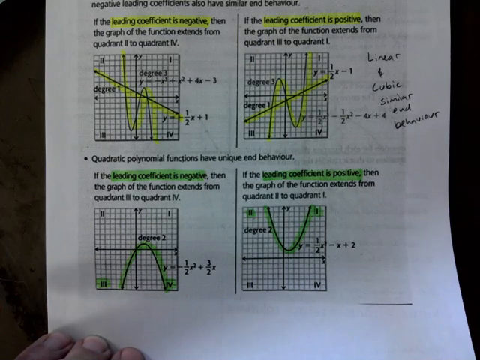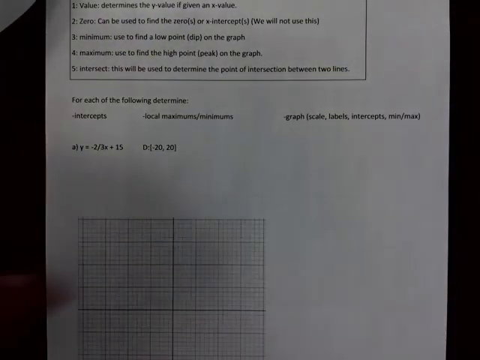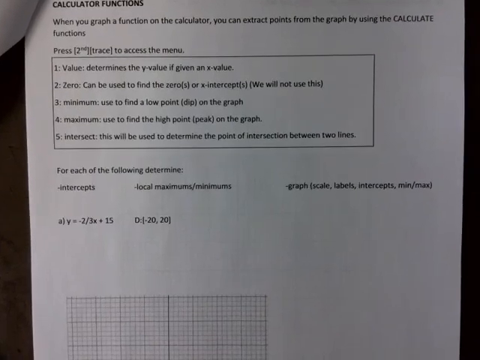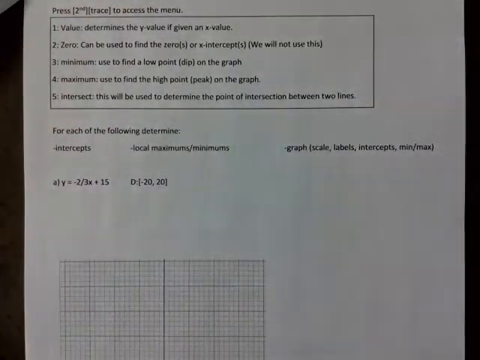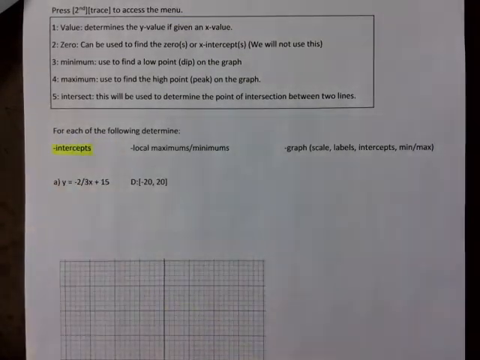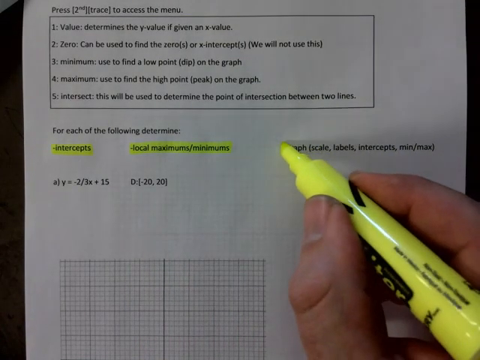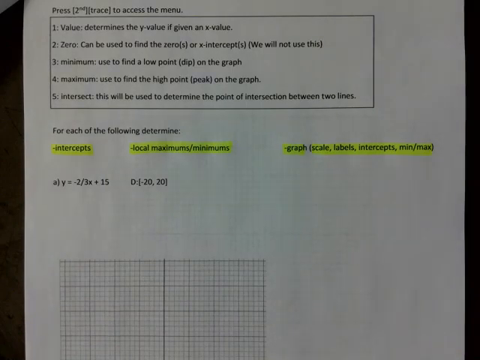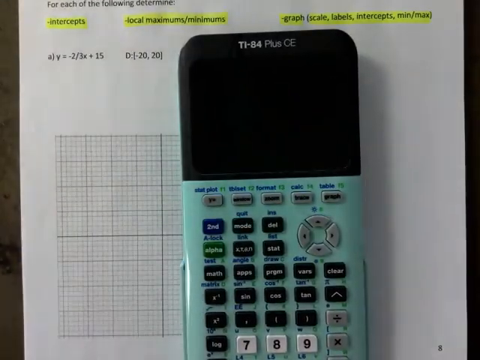So let's now graph on paper. We're first graphing it on our calculator, then we want to put it on paper. Okay. So grab your calculator. When I ask you to graph, these are the things I always want you to find: all the intercepts, local maximums or minimums. And then for the graph itself, you've got to make sure you have scales, labels, intercepts, min and max ready to go. Okay? So for some of you, this is new, and it's just going to be a learning curve. There's a reason why there's grade 11 applied before grade 12 applied, all right?